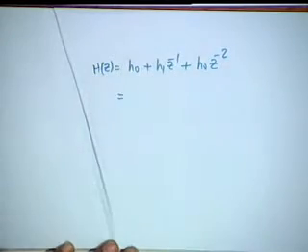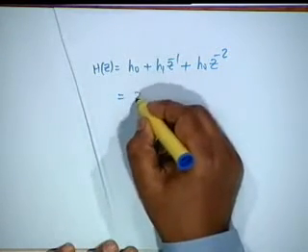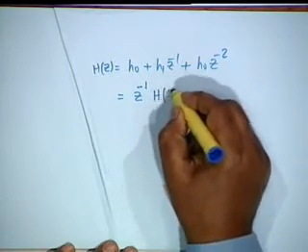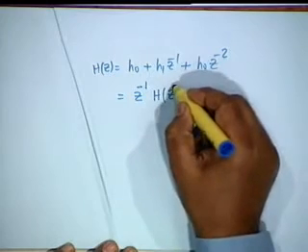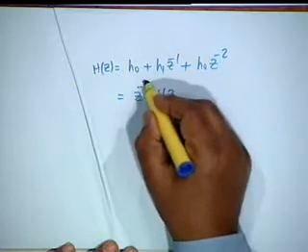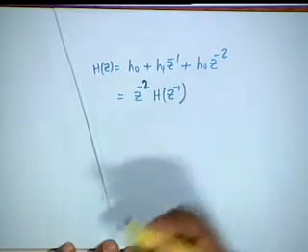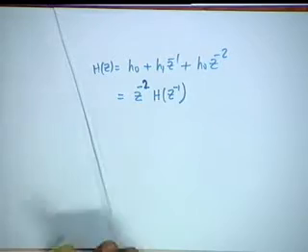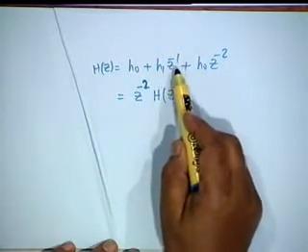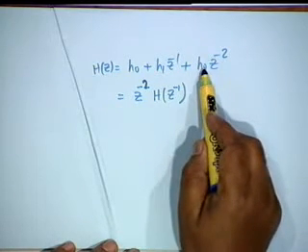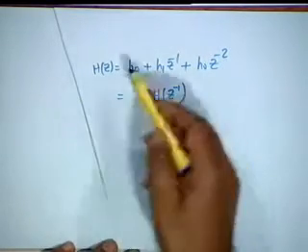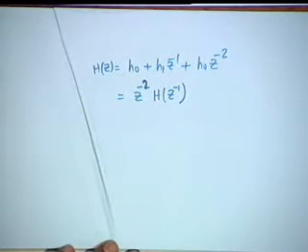Now, can I not write this as z to the minus 2 h of z inverse? Can I? What is h of z inverse? It is h naught plus h1 z plus h naught z squared. Then you multiply the whole thing by z to the minus 2. We get back what we wanted.